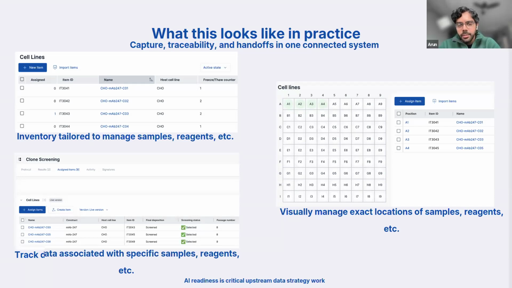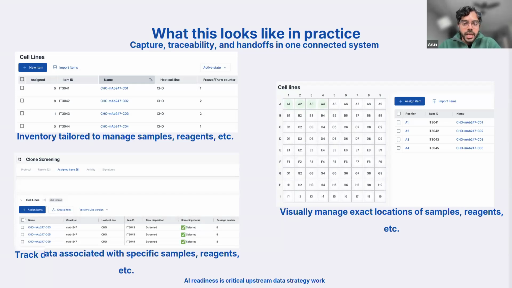And on the right-hand side, there is a screenshot of how to visually manage locations of your samples. So I keep saying samples because I've run into this when working in the lab myself. When you're working with samples, you want them to be stored in an organized manner, and you want to make it easy for you to find the samples.